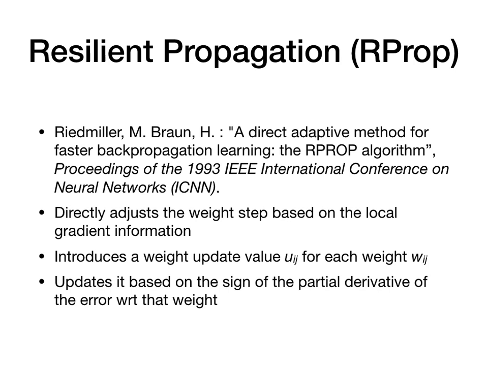In a nutshell, it directly adjusts the weight step based on the local gradient information. It adds a weight update value for each weight in the neural network. So there's a weight update for Wij, and a different weight update for each weight. The idea is to change the weight update based on the sign of the partial derivative of the error with respect to the weight. So the weight update's essentially like a learning rate for each neuron.